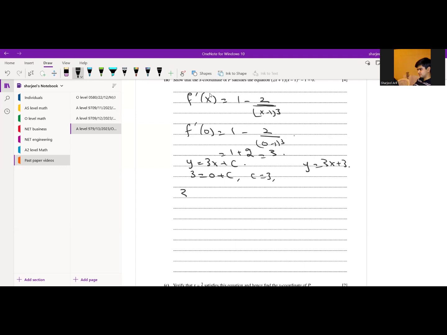Now compare the equation of the line with the equation of the curve. This will be 2x plus 1 equal to 1 over x minus 1 whole square. Now multiply these two. Substitute x equals 3 by 2.